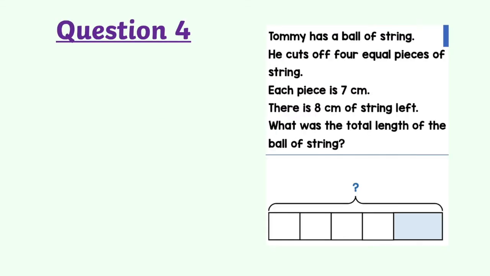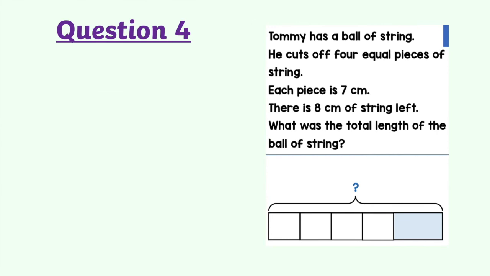Question 4 then. Tommy has a ball of string. He cuts off 4 equal pieces of string. Each piece is 7 centimetres. There is 8 centimetres of string left. What was the total length of the ball of string? Again, have a look at this bar model here. Imagine that this bit on the end is the bit of string left. And these are the 4 equal pieces that Tommy cut off, each of them 7 centimetres. See if you can use that information to help you work out how much string there was altogether. Click pause and click play when you're done.